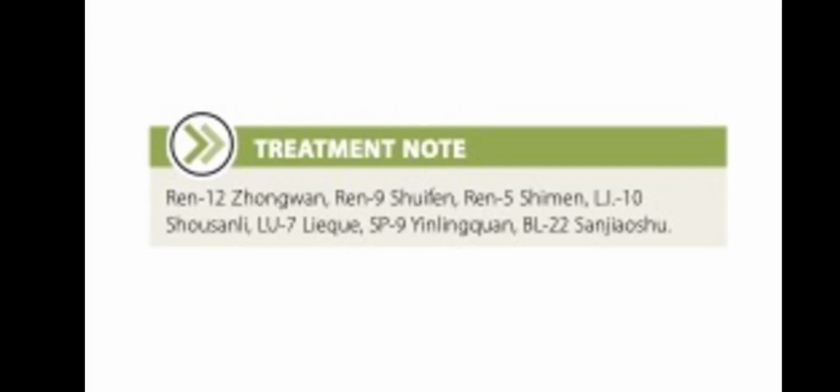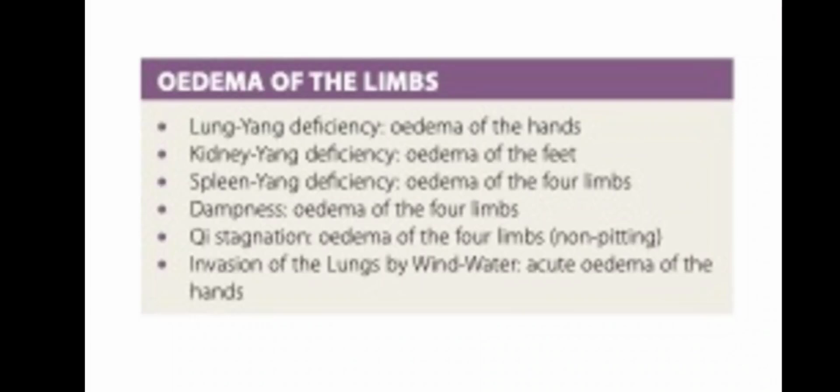For treatment, we use REN 12, REN 9, REN 5, LI 10, Lung 7, Spleen 9, and Bladder 22. In summary of edema of the limbs, if it is due to lung yang deficiency, it's edema of the hands. For kidney yang deficiency, it's edema of the feet.